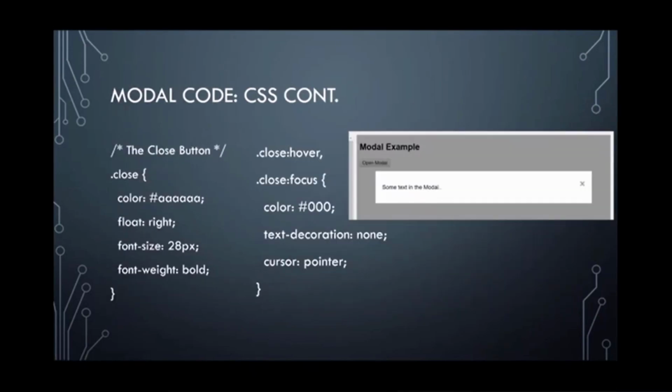Then we want a close button. So remember, because it's a child window opening up, we do want access to get out of it. So designing that close button, we gave it the color, which is just gray in this case. It floats to the top right corner. We give it a size if it's bolding. And then when we hover over it, it'll create that pointer and then more things about it.